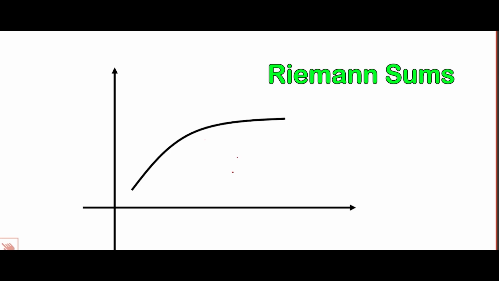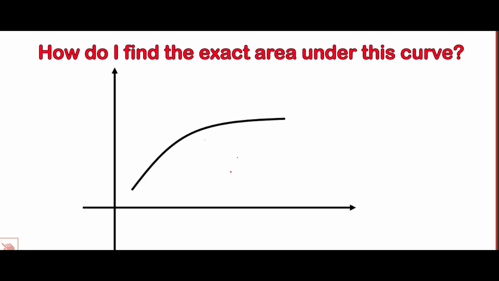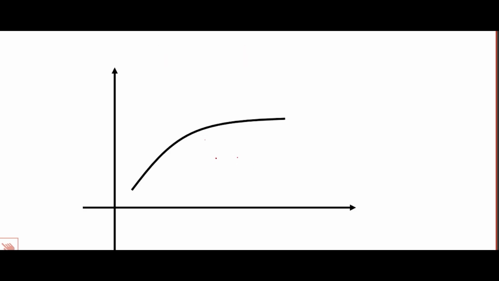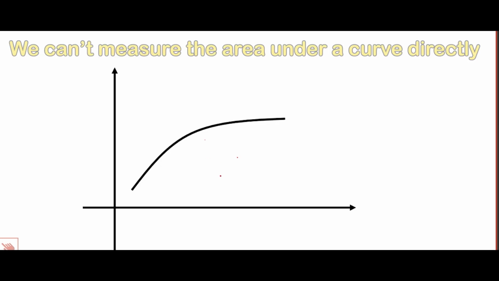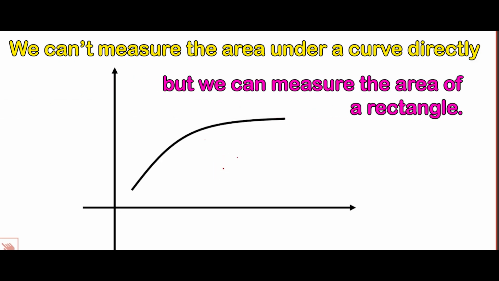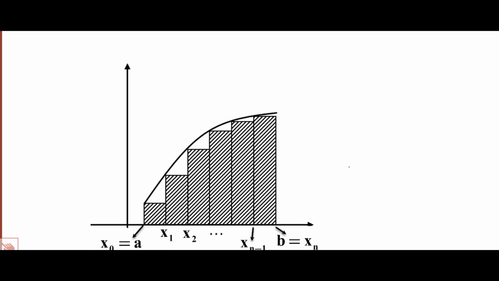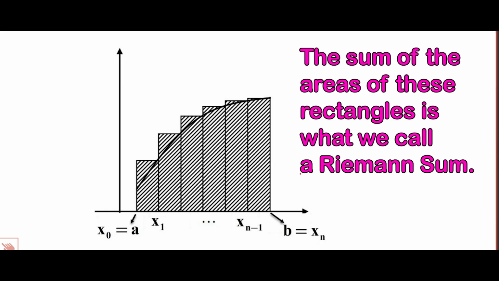If you've ever looked at a graph of a function and asked, how do I find the exact area under this curve? You are asking the same question that led to the development of integral calculus. The core idea is simple. We can't measure the area under a curve directly, but we can measure the area of a rectangle. So if we break the area under the curve, for example like this or like this, or into thousands of thin rectangles, we can approximate the area. The sum of the area of these rectangles is what we call a Riemann sum.